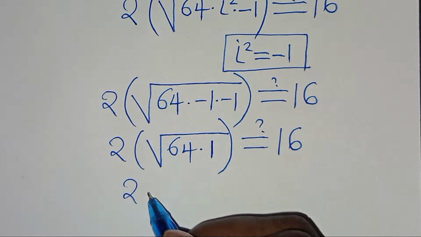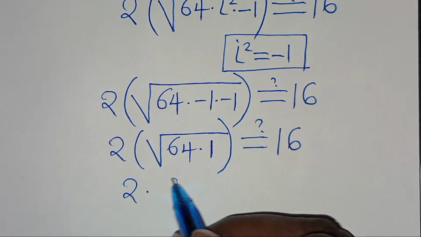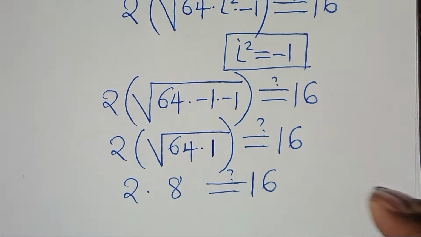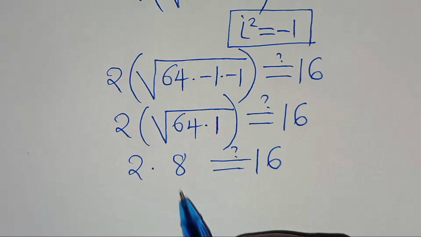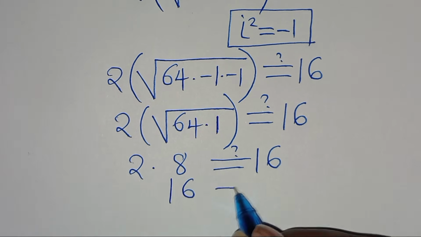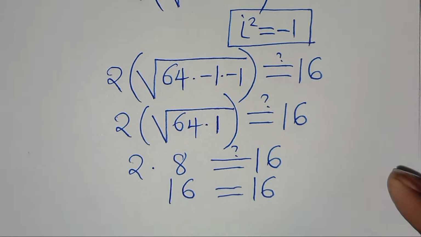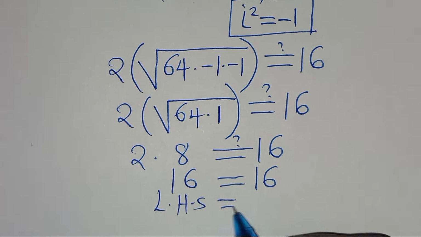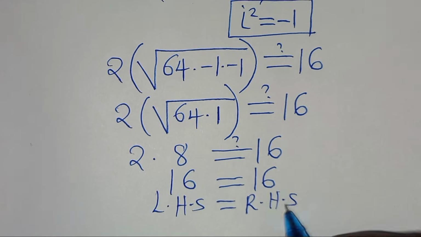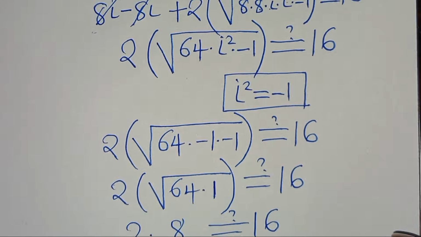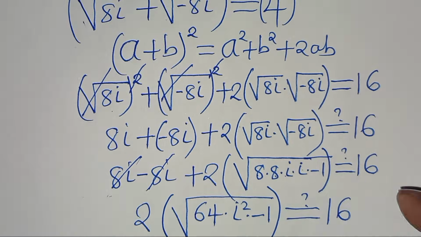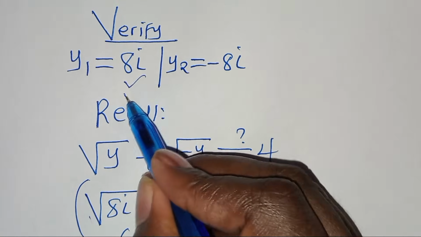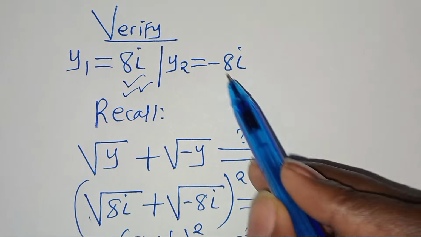So we have 2 times the square root of 64. This is 8. This should give us a value of 16. 8 times 2, this is equal to 16, which is equal to 16. And this implies that the left-hand side is equal to the right-hand side. And this implies that y1, in this case, which is 8i, satisfies the equation. So let's take y2, which is minus 8i.